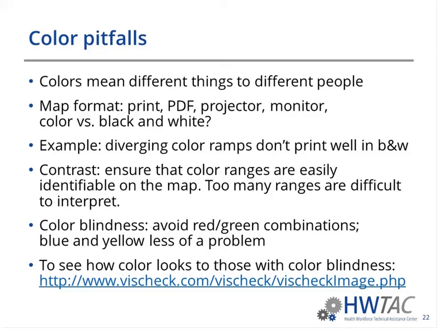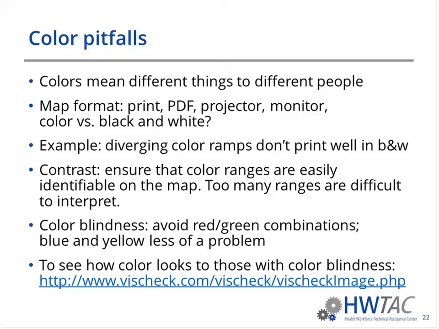You want to make sure there's enough contrast between your color categories. So when you're doing, say, 5 categories light to dark, you want to make sure that your 2 middle blues are easily distinguishable, both in color and in black and white. If you have too many ranges, it's hard to figure out which color goes with which legend category. You need to think about your audience.